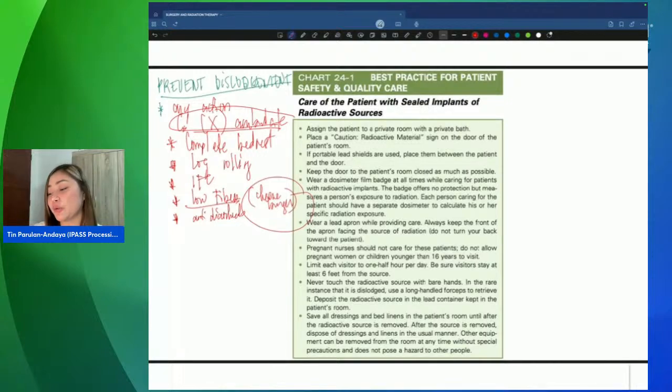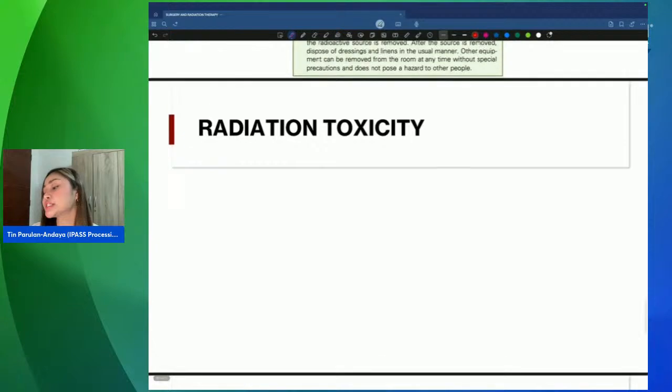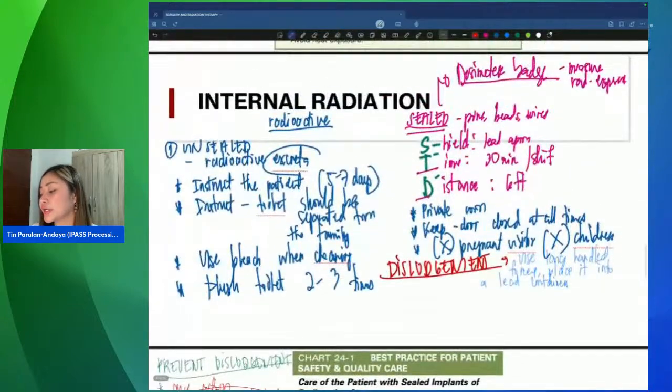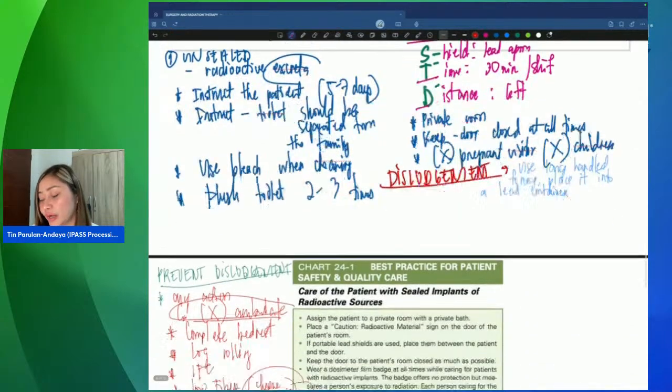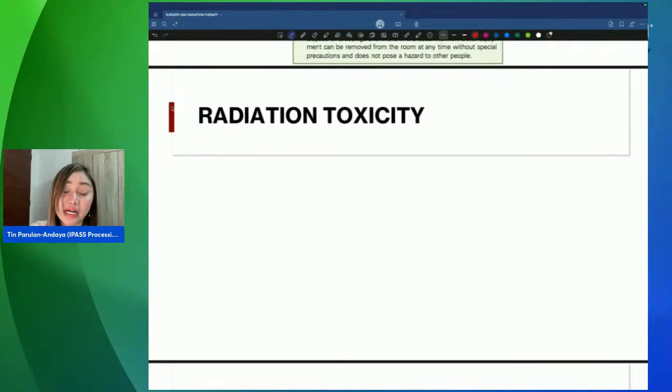All right, now let's proceed to radiation safety. We talked earlier about the factors affecting radiation exposure. It's very important to maintain a distance of 6 feet or more. Why? Because this might lead to what we call radiation toxicity. Can you still remember radiation toxicity?